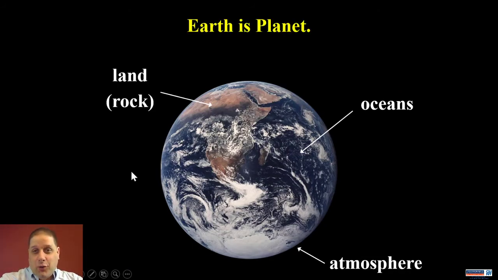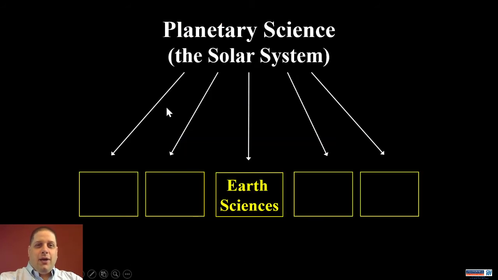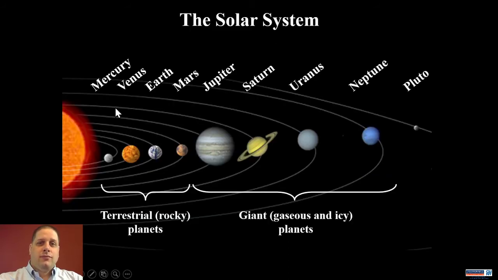The Earth is a planet. I hope that doesn't surprise anyone. Earth sciences are one of the planetary sciences. Our solar system is made up of lots of planets, including Mercury, Venus, Earth, Mars. Those are the rocky planets. Jupiter, Saturn, Uranus, Neptune. Those are the gas giant planets. And no longer Pluto. This is an older graphic from a while ago. Pluto is now excluded, or not considered a planet anymore. That's because we found objects that were the same size or actually even bigger than Pluto.